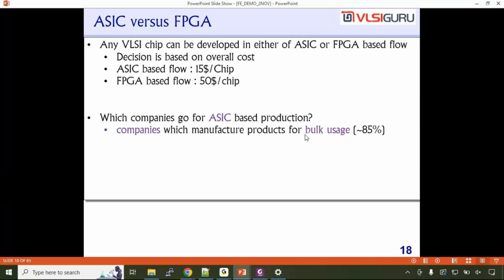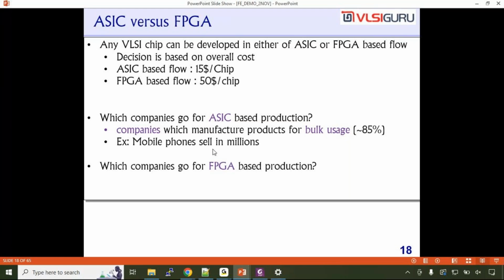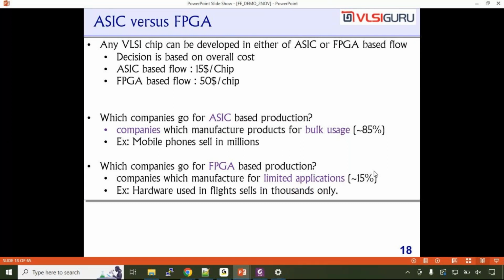Companies which manufacture products for bulk usage go for ASIC production. Example, mobile phones sell in millions. Tell me which companies go for FPGA based production? Yeah, defense and aerospace, where you need limited usage. Companies which manufacture for limited applications. Mostly the ratio is 85% to 15%, or maybe plus or minus 5. Hardware used in flights sells in thousands only, right? Not in lakhs or millions. So based on that, the companies will decide.